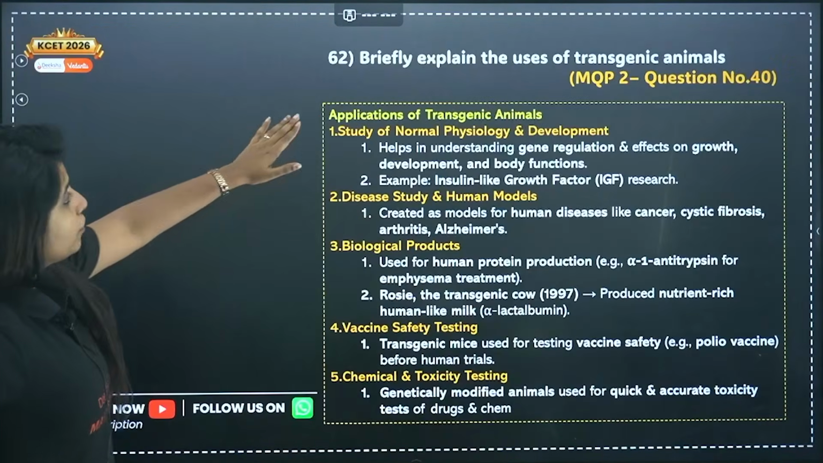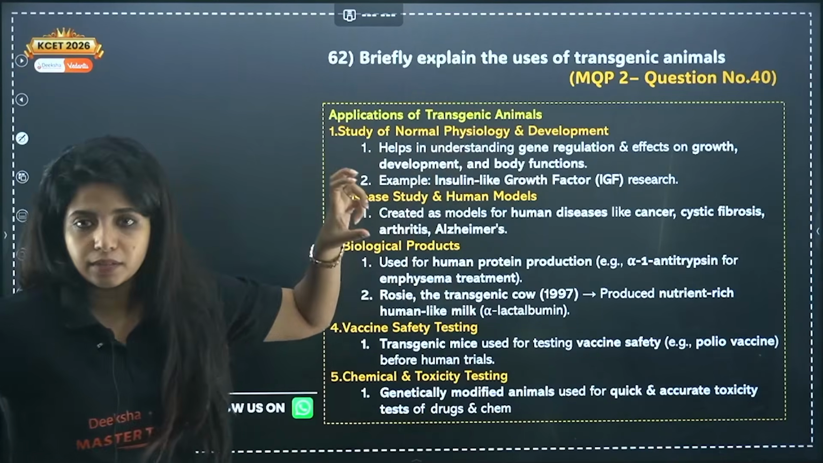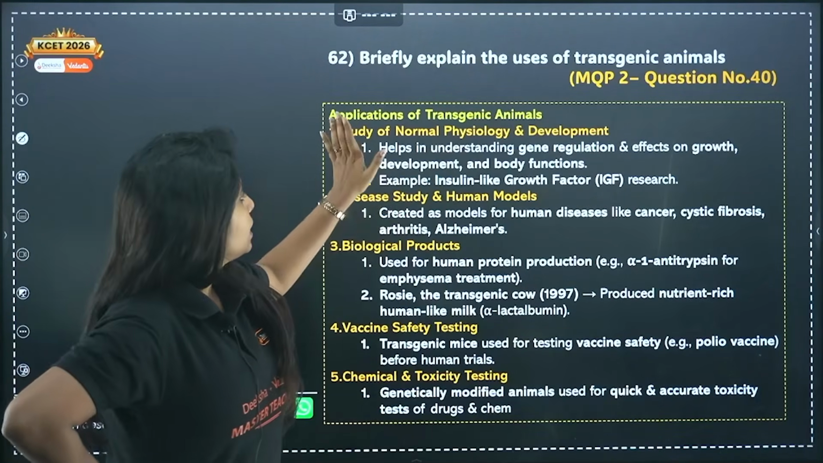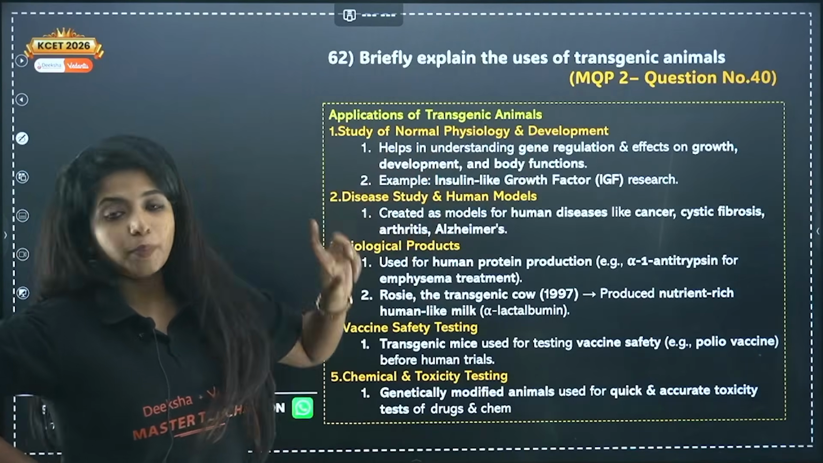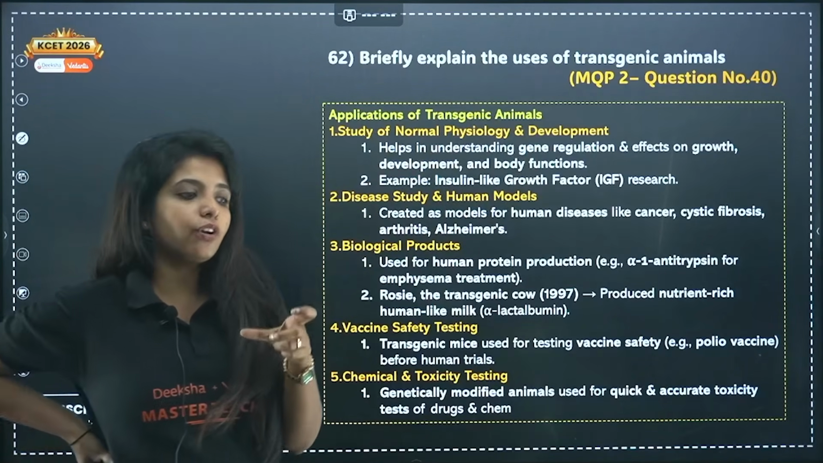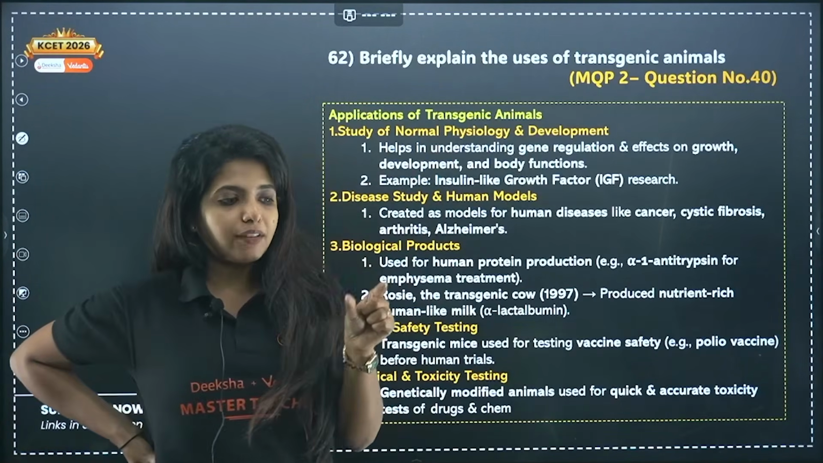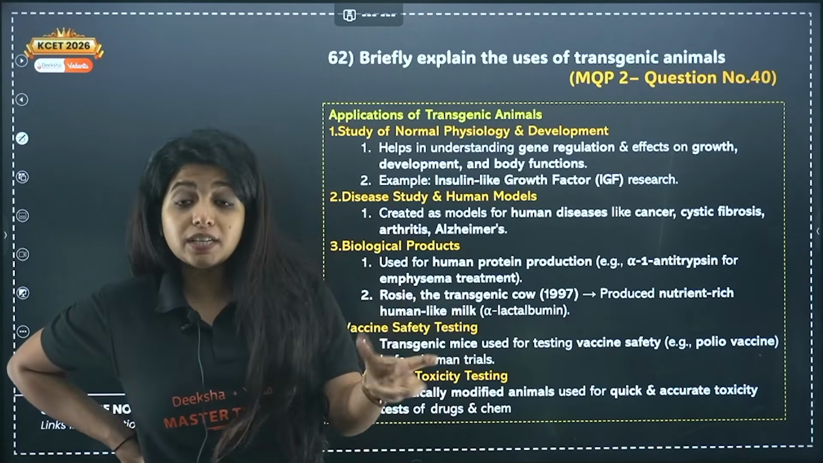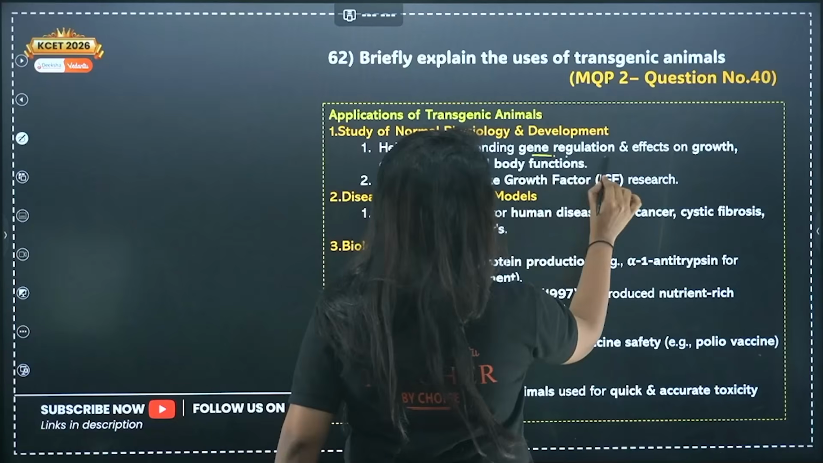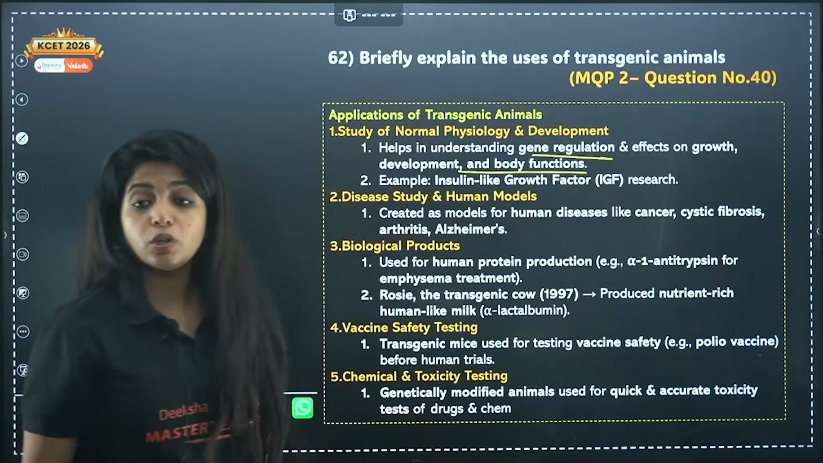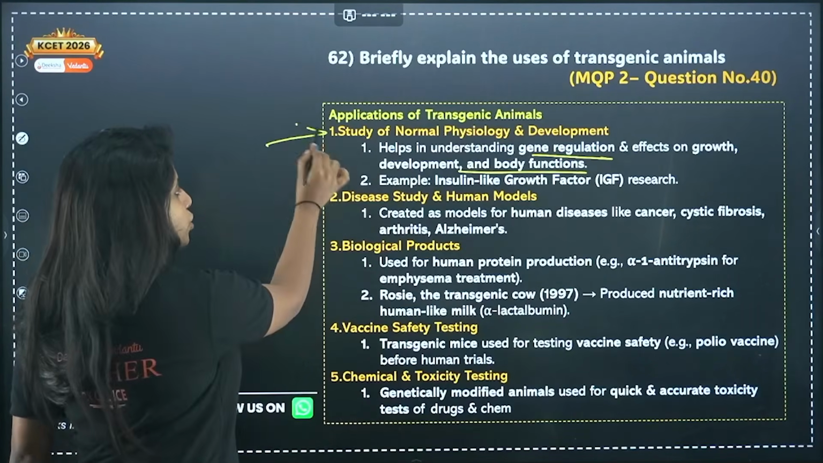Okay, now briefly explain the use of transgenic animals. This is the last question for the day. So, application of transgenic animals: study of normal physiology and development. Suppose I have a gene and I do not know its function properly. I can insert the gene in an organism and see what changes occur in the organism. I'll get to understand how the gene is going to regulate, what its effect is on the normal body functions. So this is one thing.